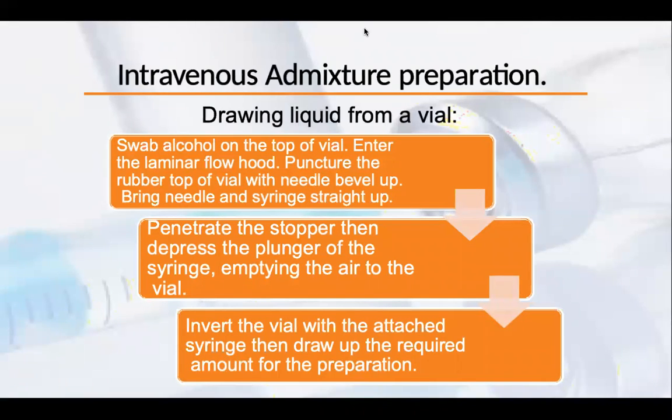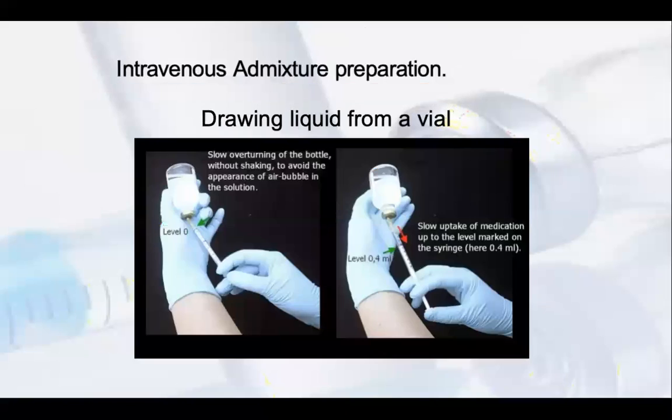So you have to clean that area of the vial, then insert that syringe under a laminar flow hood. Is it clear? Now the needle will penetrate the stopper. Then depress the plunger of the syringe and push the air into the vial. Invert the vial with the attached syringe, then draw the required amount for the preparation. You can see in the previous picture how they have inserted the syringe. Now how they are taking the drug out of the vial.